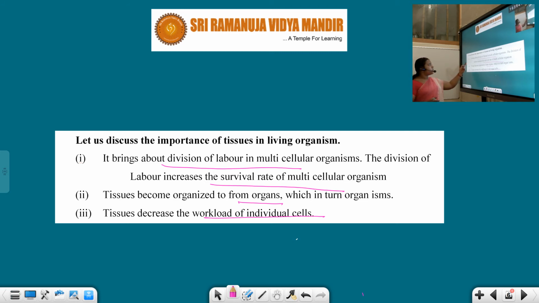Once again, I would like to share this. It brings about the division of labor in multicellular organisms. The division of labor increases the survival rate of multicellular organisms, and tissues become organized to form organs, then organs are organized to form the organism, the individual. Tissues decrease the workload of individual cells. As they share the work among different cells, the workload for the individual cells decreases.